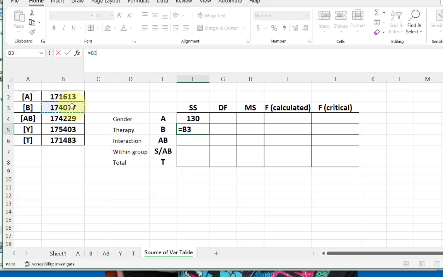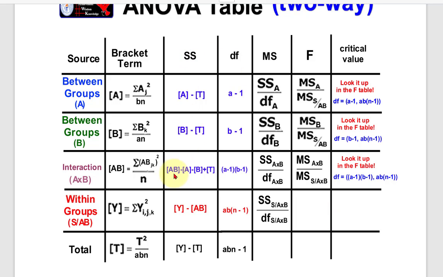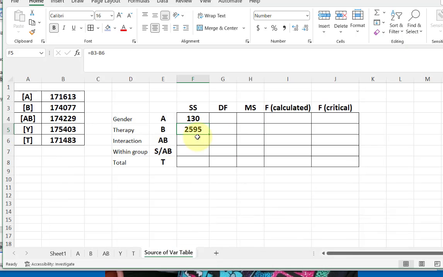Bracket B minus bracket T. Thank God, not another non-significant or negative number. Okay, it's been a long day. So AB minus A minus B plus T. So equals AB minus A minus B and then plus T. Right? Plus T, not minus T, plus T. Let's see what that looks like. Boom. Oh yeah, it's not negative.